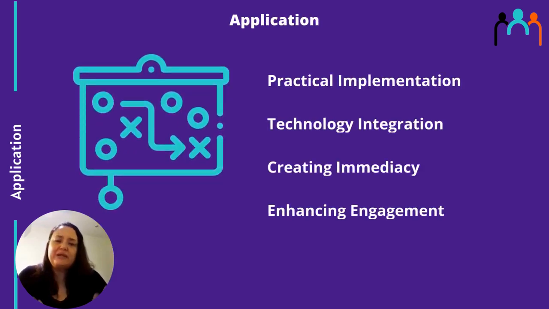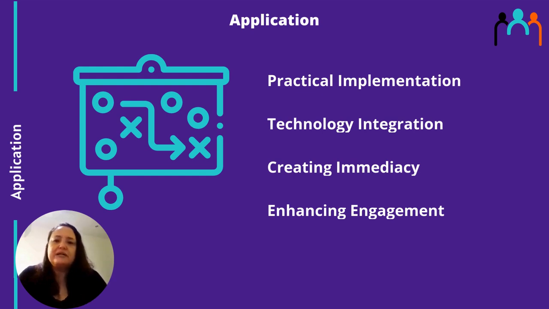When we're talking about application of social presence, there are four main parts to it. The first one is practical implementation. We want to learn how to effectively apply social presence strategies into our online classes, which can help create those meaningful interactions. Additionally, technology integration. We want to look at how using tools such as live video feedback, discussion forums, and digital badges can help truly build those connections and enhance student engagement.